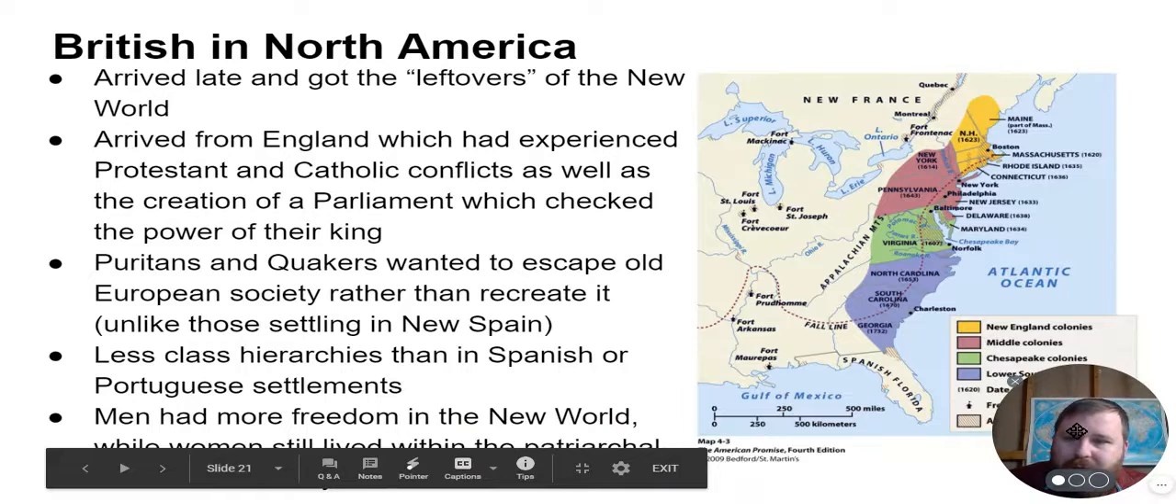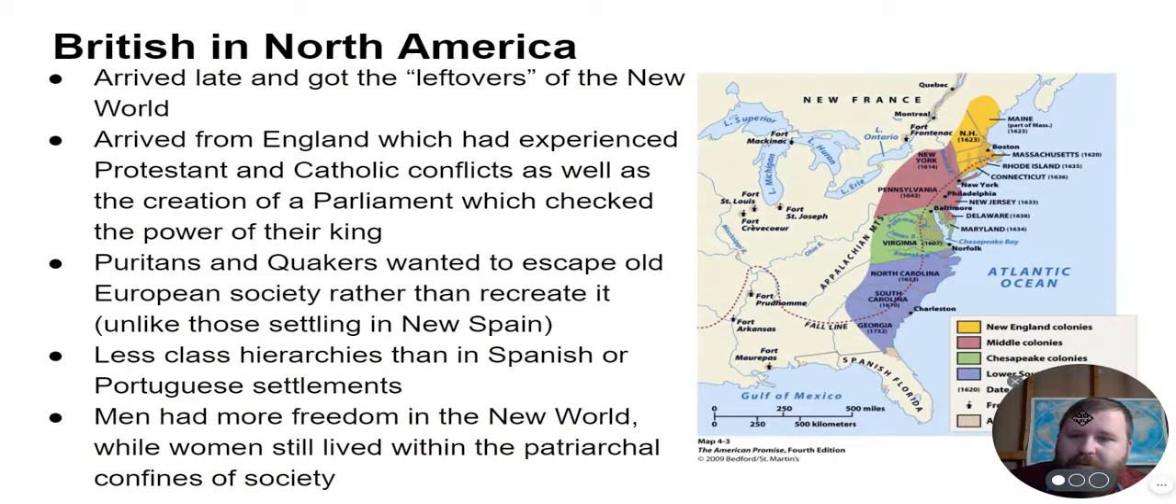And Puritans and Quakers wanted to escape old European society rather than recreate it, unlike those who were settling in New Spain. So they wanted to escape European society and basically create a new society instead of just recreating what they had in Britain. There were less class hierarchies in British North America than there were in the Spanish and Portuguese settlements. So you have a little bit more equality here, less of the stratified social hierarchy, but there's still obviously going to be some of that.